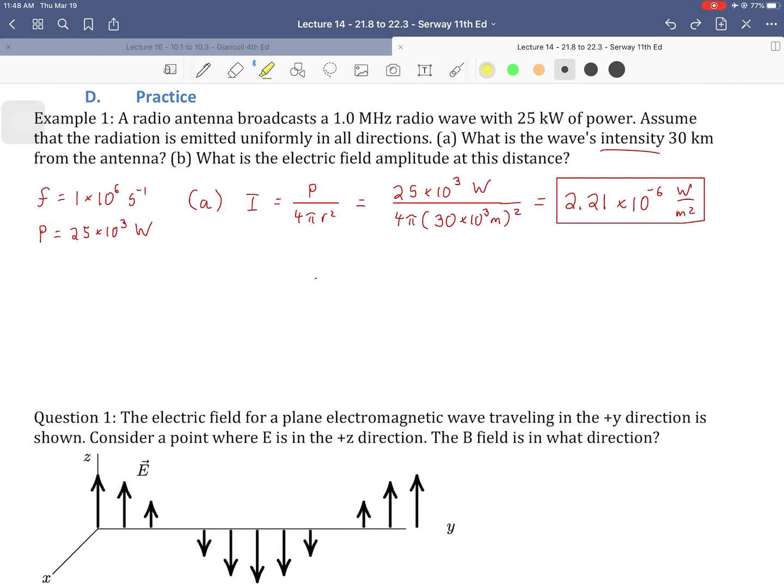And so then the intensity is 2.21 times 10 to the negative 6 watts per square meter, because that's always going to be our units of intensity. All right, so let's take a look at part B.